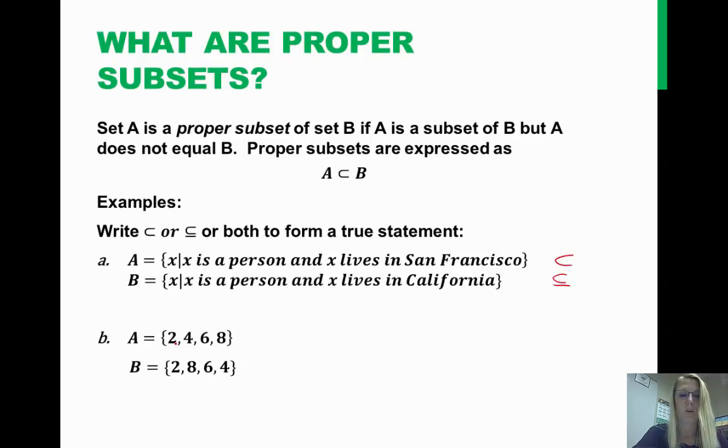On this one, we have {2, 4, 6, 8}. We also have {2, 4, 6, 8}. Not in the same order, but they still have the same elements. This one is just a subset. Notice that they have exactly the same elements. However, in a proper subset, you cannot have the same elements.